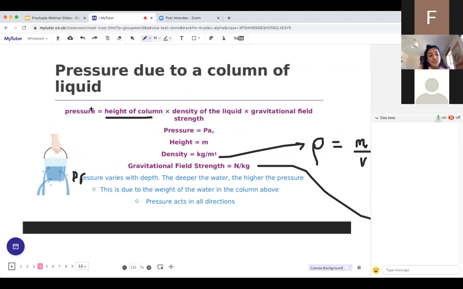Now, this is due to the weight of the water in the column above. So at the top of the bucket, there's no water on top of that point. Okay, so we're sitting at this point, there's no water on top of it, so there's no pressure. But at the bottom of the bucket, it's got all of that water sitting on top of it, and therefore a much, much higher pressure acting on that point. Okay, so it's got lots of water above it, and it's got more pressure acting on it.